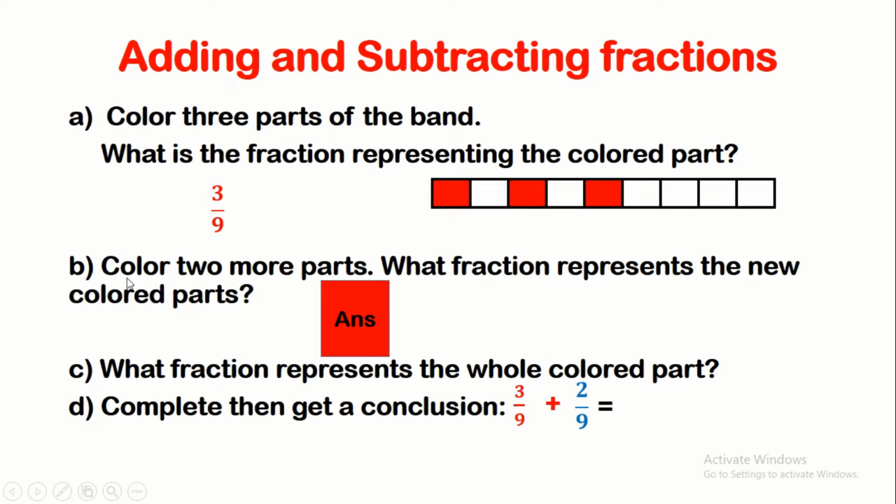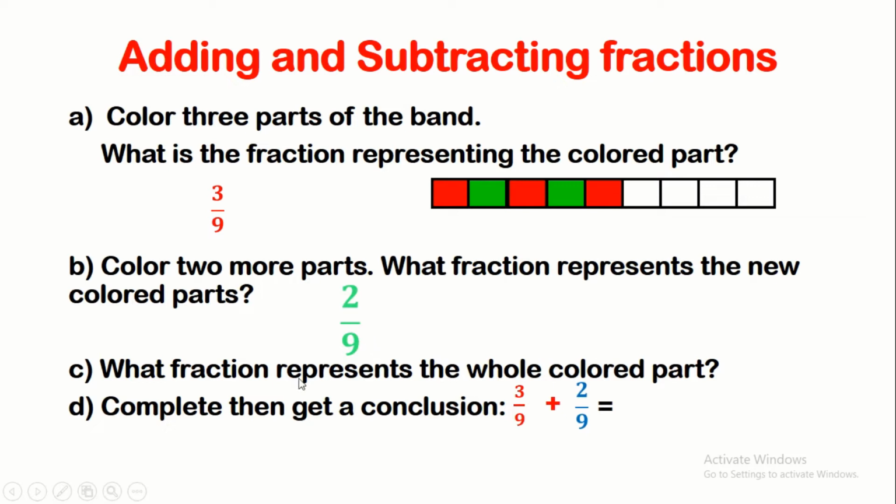Well, in part B, color 2 more parts. Let's color them together. Now what fraction represents the new colored parts? We have just colored only 2 parts. Out of how many parts in all? There are 9. So the fraction representing the new colored part is 2 out of 9, so it's 2 over 9.